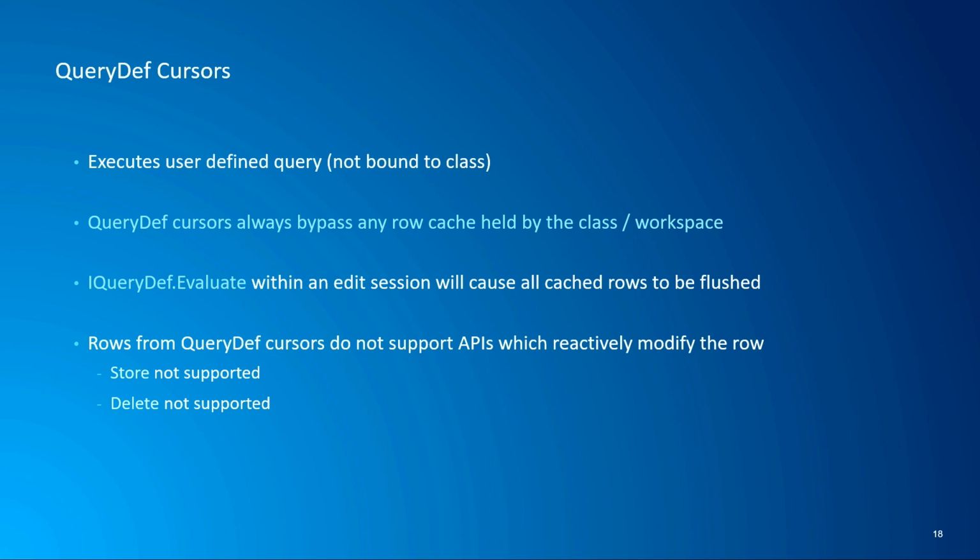Query def cursors. Now remember, these are the unusual ones where you're essentially specifying a user-defined query, and it will not bind the row objects to a particular class. Query def cursors will always bypass the row cache, and if you call evaluate within an edit session, it will cause all the cached rows to be flushed. And store and delete are not supported on query def cursors. Essentially, you're not updating information with query def cursors. You're just reading information out of the system.